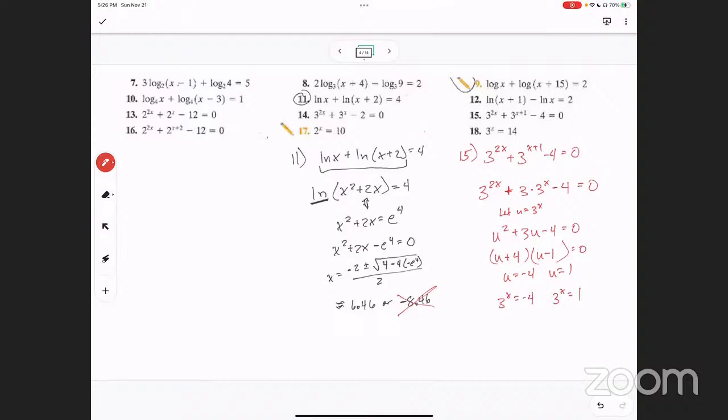And can 3 to the x ever equal -4? No. Can you plug in anything up here that will give you a negative number? No. So that doesn't have a solution. And how about this one? What's the solution for that? x equals 0. If you plug it back in, you'll see that's 1, that's 3, and minus 4 is 0. 1 plus 3 minus 4 is 0. So that worked out.